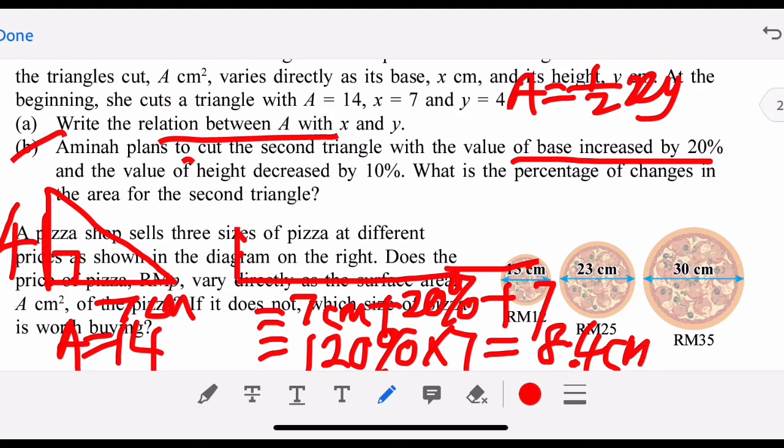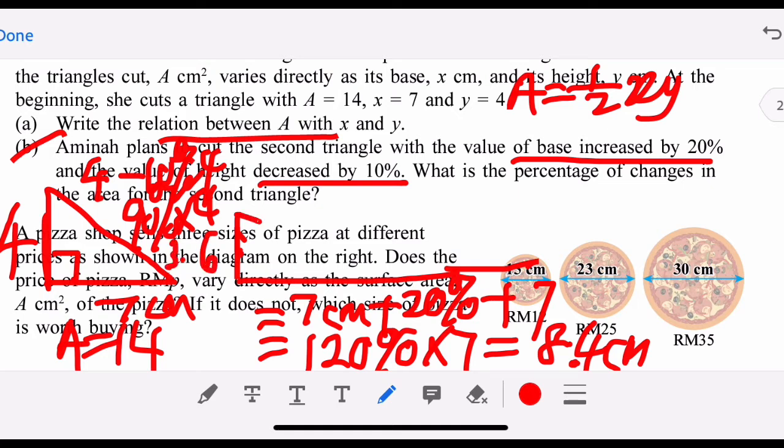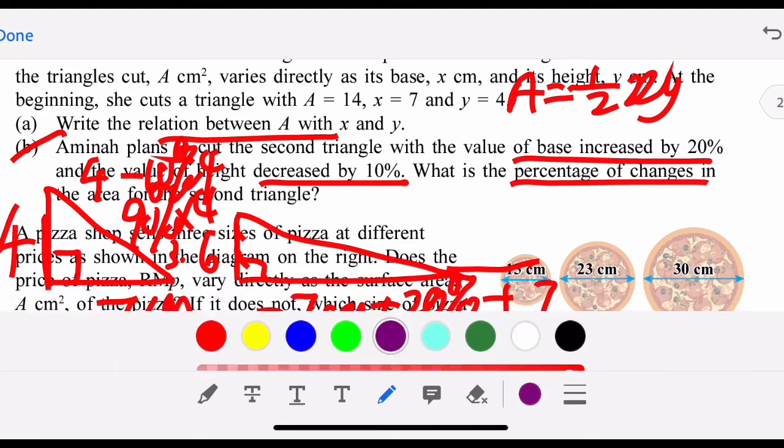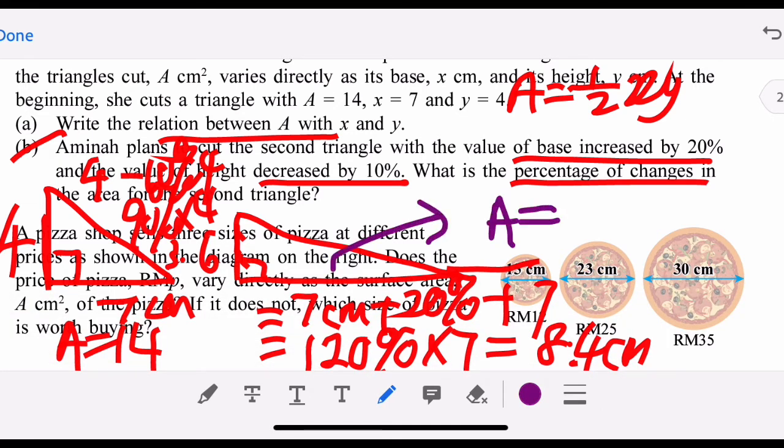And then the height decreased by 10%. So for the decrease, you can actually take 4 minus 10% of the 4, or you can take 90% times 4, which is 3.6, right? So this is the triangle after the changes. Now the question is to find the percentage change of the area. So we need to find the area of the new triangle, right? So let's find the area. It's 1 over 2 times 8.4 times 3.6. So let's press the calculator.